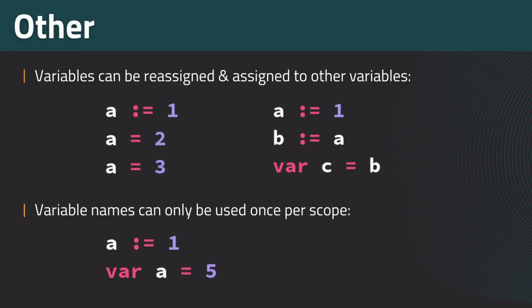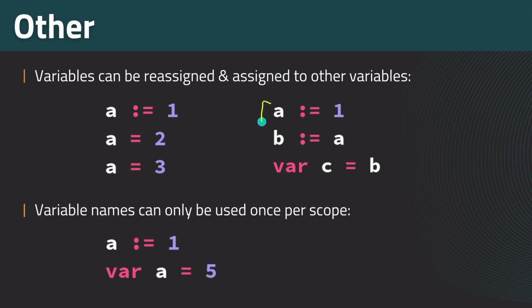Here's a little bit more information about variables. Variables can be reassigned and assigned to other variables. So here we're creating variable A, and we're assigning it the value of 1. Later on in the program, we can then reassign 2 to the value of A, and then we can also assign 3 to the value of A. Remember that this is the create and assign, and since A has been created right here, we no longer need to create it again down here, so we can just use equal to assign it.